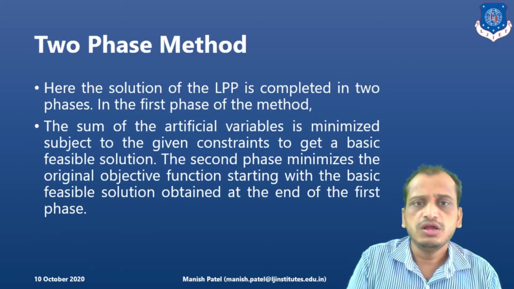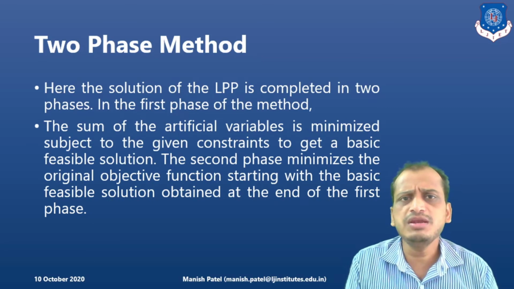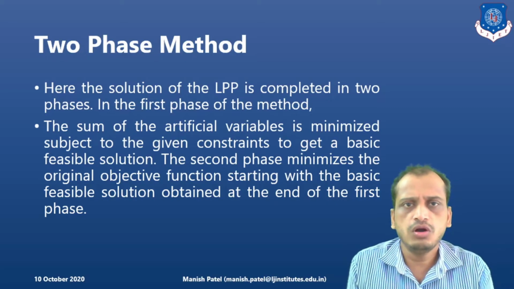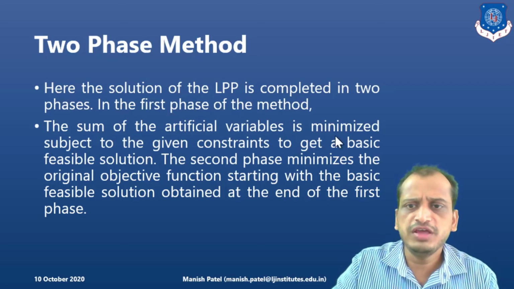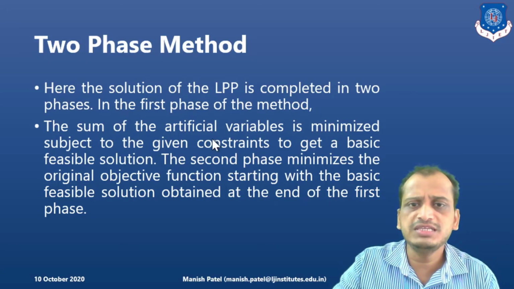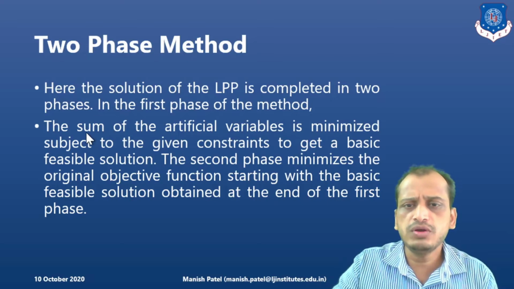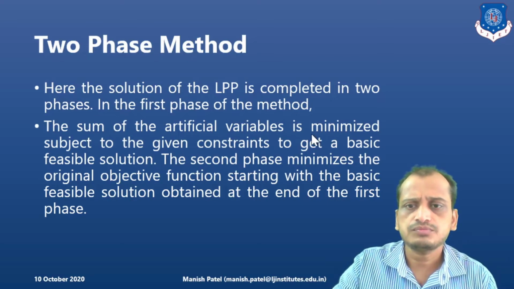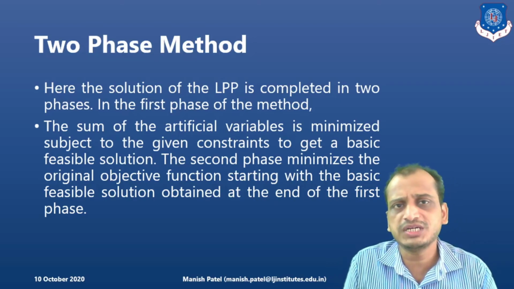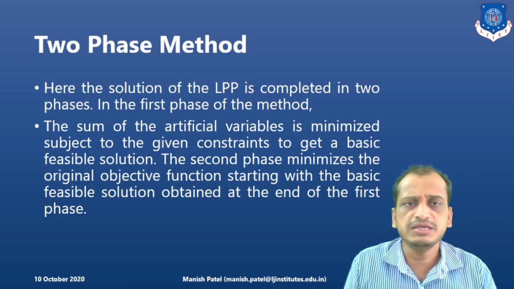Now let's look into the two-phase method. As the name indicates, the two-phase method is completed in two phases or two sequences, different methods altogether, but they are combined into one. In the first phase, the sum of the artificial variables is minimized subject to the given constraints. We will look into an example so that you can easily understand. In the second phase, we introduce the original objective function and then try to minimize the objective function.